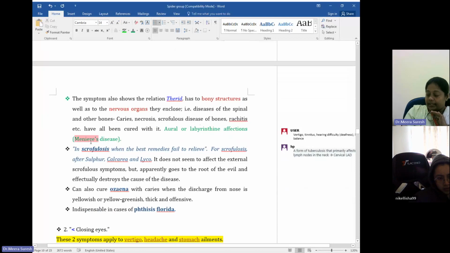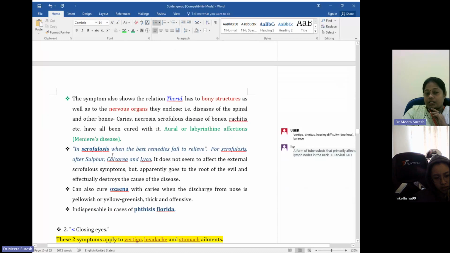Everything can be connected to their extreme sensitiveness. So from that simple symptom that the sound is highly sensitive, it moves through the bones, the bony structure and the nervous organ enclosed in it, and also through the teeth. We can physically connect it to many of the diseases like the decayed or hollow tooth, caries, the bone necrosis, scrofulous conditions, and even Meniere's disease. And even in headache, later in the particular symptoms, we see that.